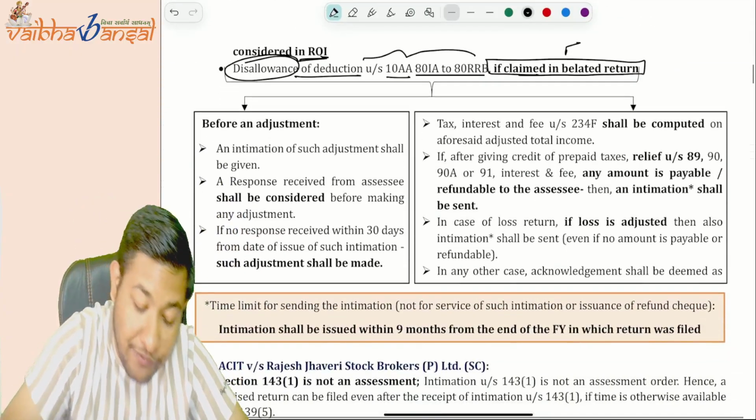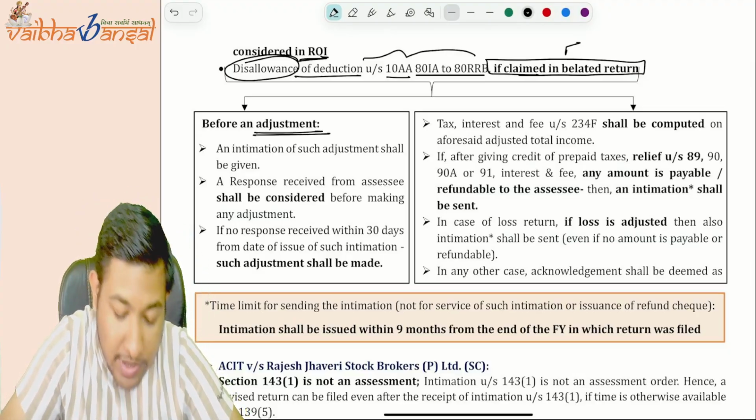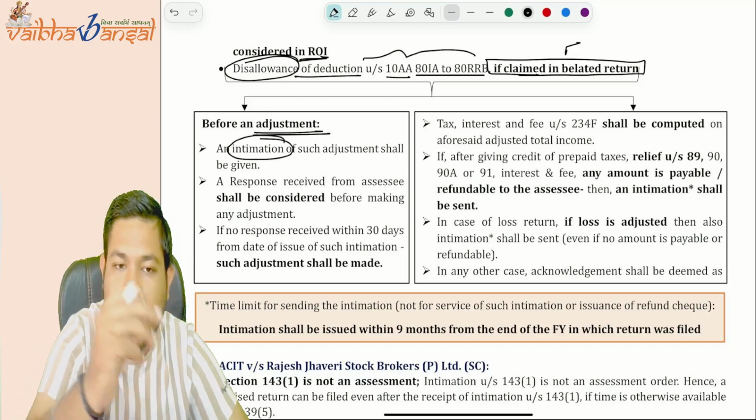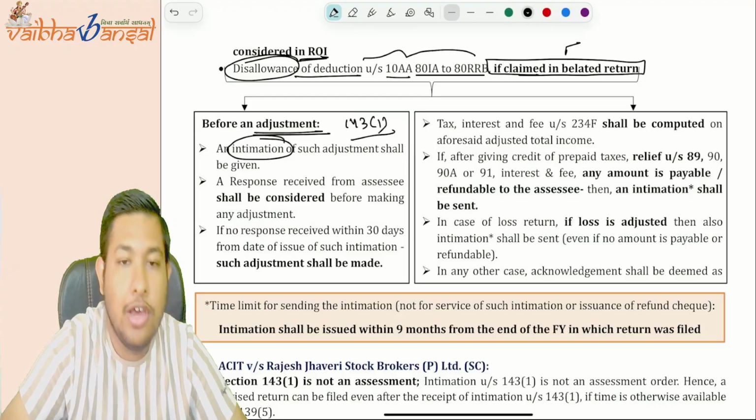Okay, now before making an adjustment, an intimation shall come to the assessee. The assessee will receive an intimation under section 143(1). Okay.